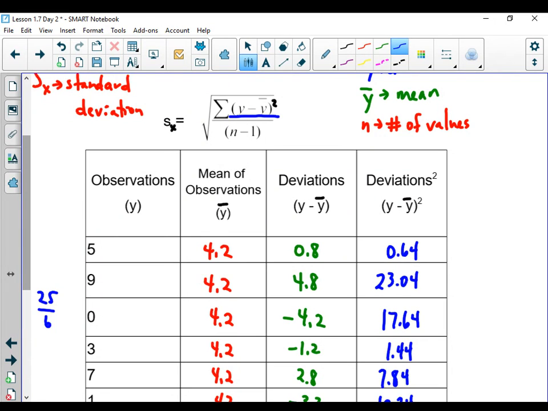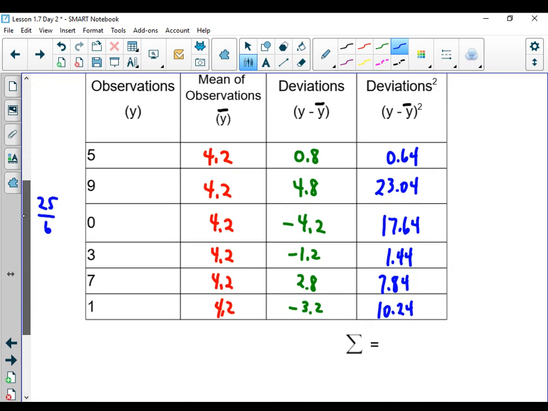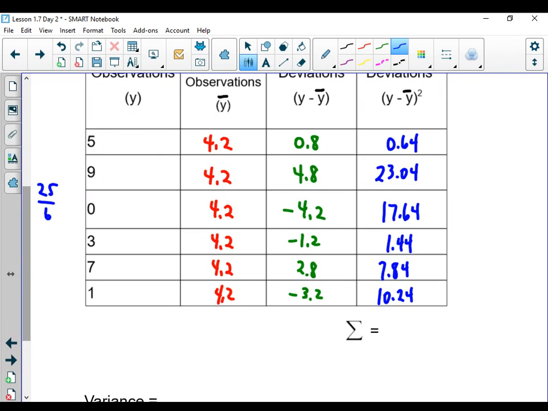Well, next to that is this symbol right here. Anybody know what that symbol means? What they're asking us to do with those values? That symbol, it's actually the Greek letter sigma, but it's representing the sum. So what we're going to do is we're going to take all those numbers in this last column and we're going to add them up. So we're going to find the sum of all the squares of those deviations.